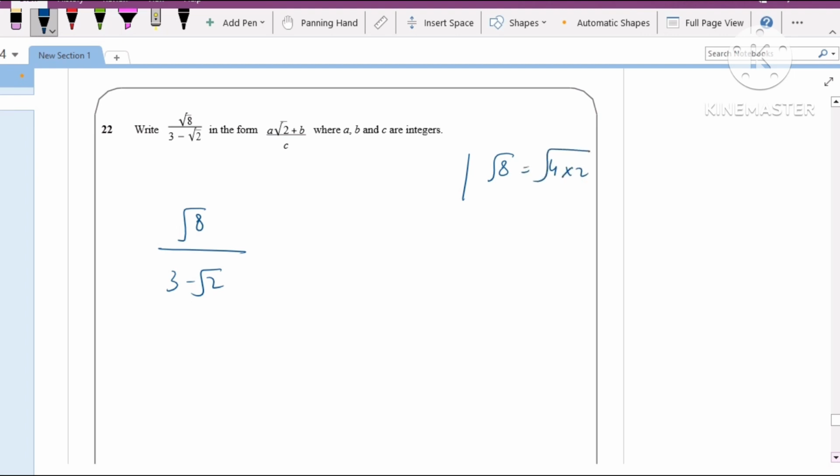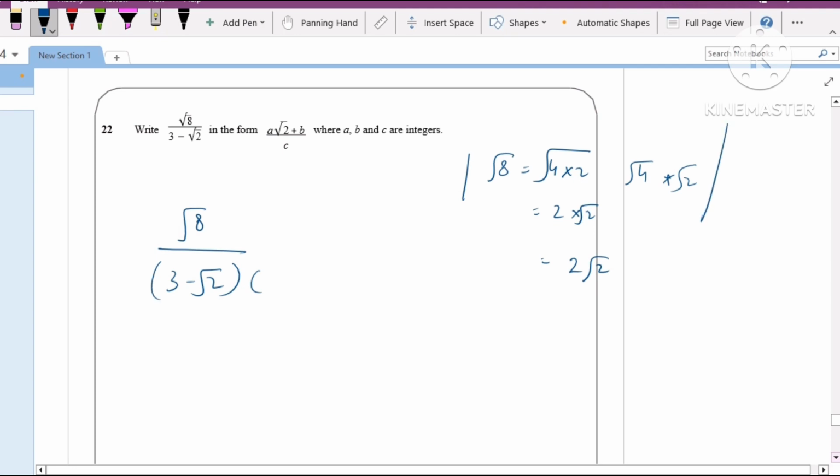So 4 times 2, because square root of 4 times square root of 2, square root of 4 is 2 and square root of 2. So this is basically 2 square root 2. And because we don't want a surd in the denominator, we multiply by its opposite. What is its opposite? Here the formula is involved, a plus b into a minus b. When there are the same numbers with opposite signs, it becomes a square minus b square.